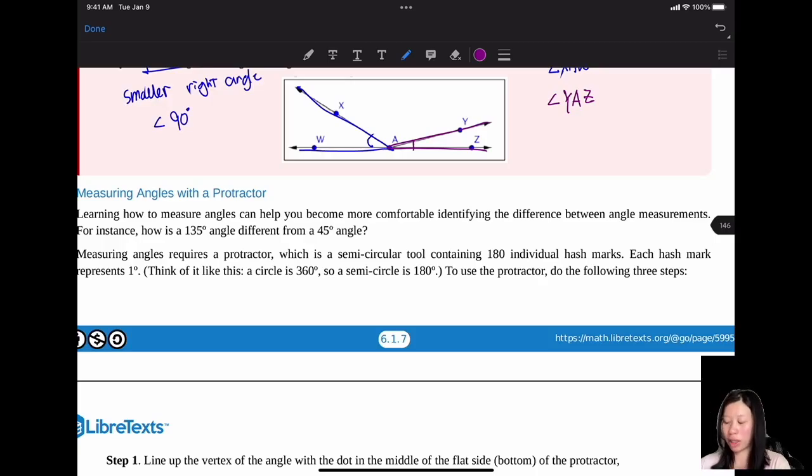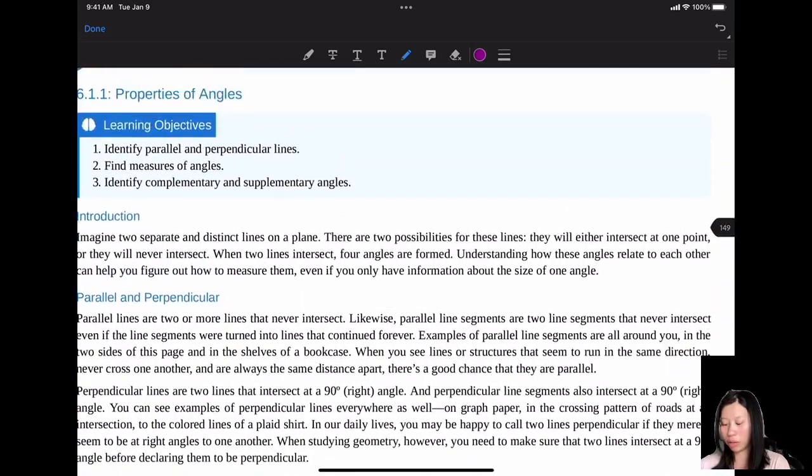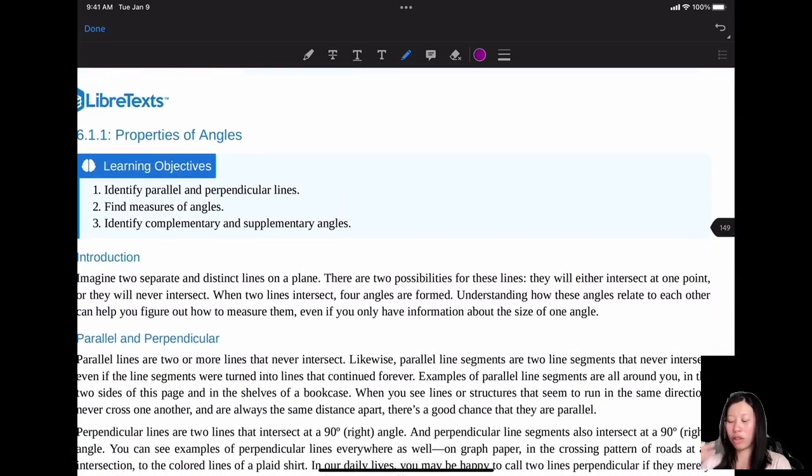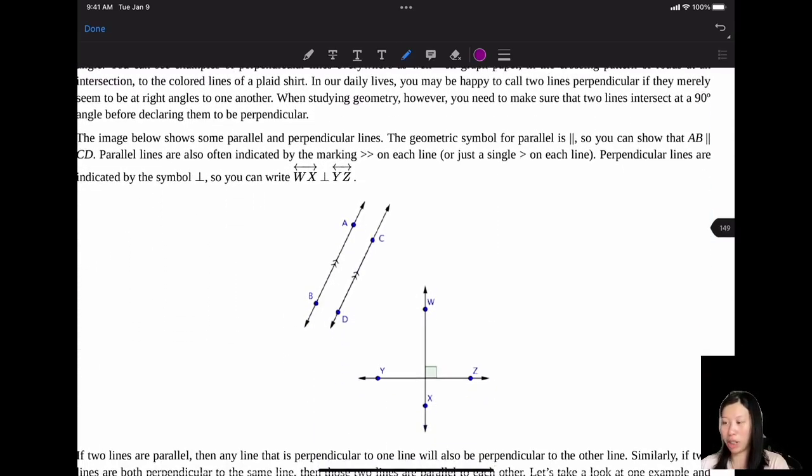Okay, so the next one I want to talk about is the properties of angles, such as how to identify parallel and perpendicular lines, find measures of angles, and identify complementary and supplementary angles. So what are parallel and perpendicular lines?